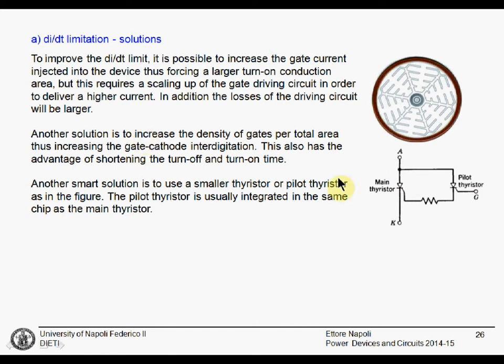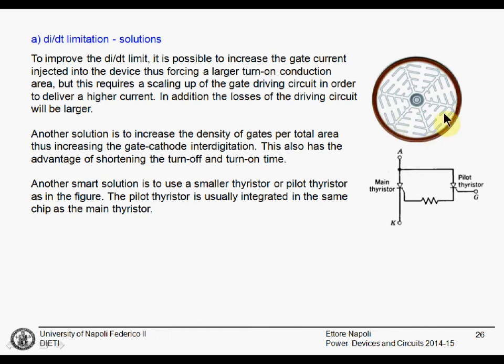Solutions. In order to improve the limit on the current derivative, we need to increase the gate current injected into the device in order to force a larger turn-on conduction area. This is, for example, done here, where the gate area is not only the center of the device, but also these regions, this radius here.